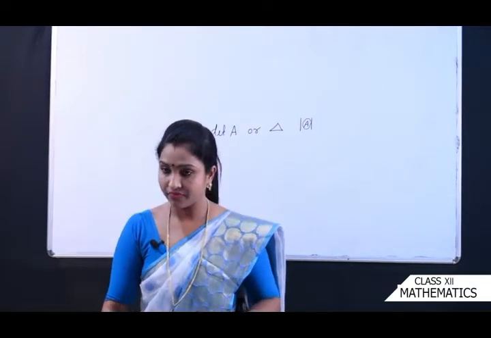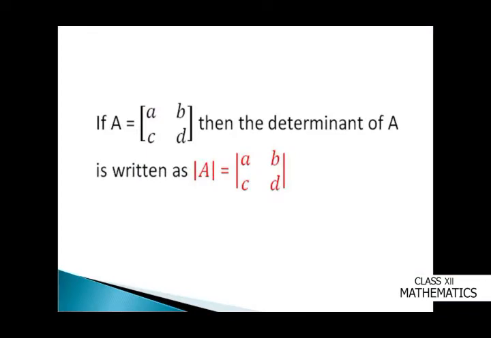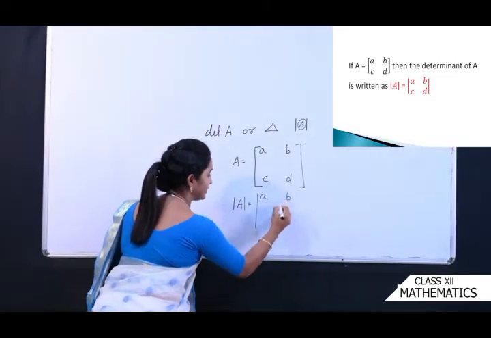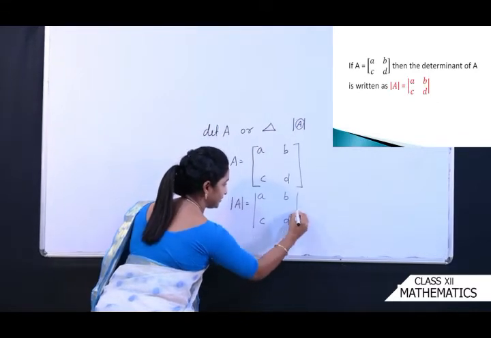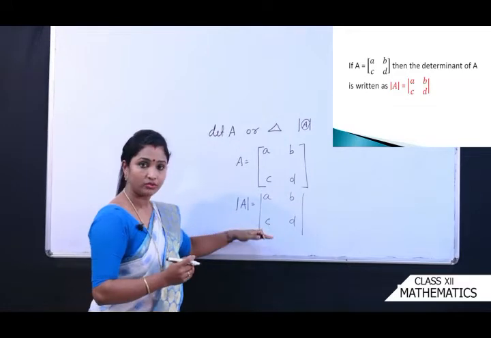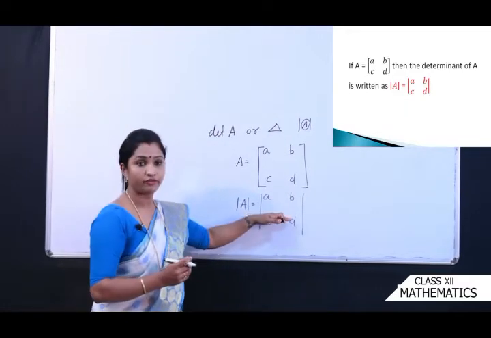Now we'll go to the next part. See here, you can see in my slide, if you take A equal to the square matrix [a b; c d], then if you want to find the determinant, it can be written as |a b; c d|. Clear? इस symbol के अंदर आपको लिखना है. Is that clear to you? Okay, so this is the determinant of A.